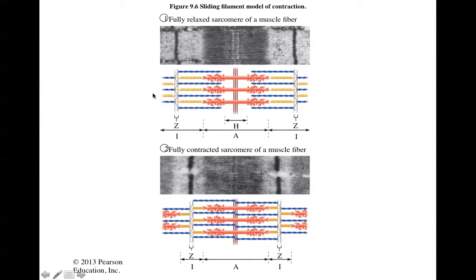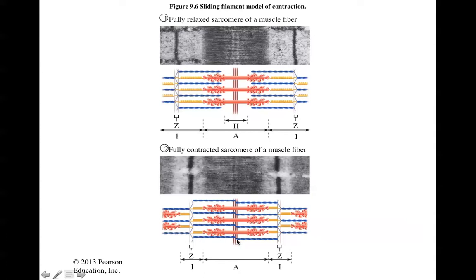If you look at these two pictures, here we have a fully relaxed sarcomere. Here we have a fully contracted sarcomere. It can actually contract more than this. I've seen them contracted more than this. But it's fairly well contracted. And what we'll notice here is that the sarcomere has shortened. Remember, we define the sarcomere as Z-disc to Z-disc. So here we have a Z-disc over here and here, and what you'll notice is that as the muscle contracts, the Z-discs have come closer together.